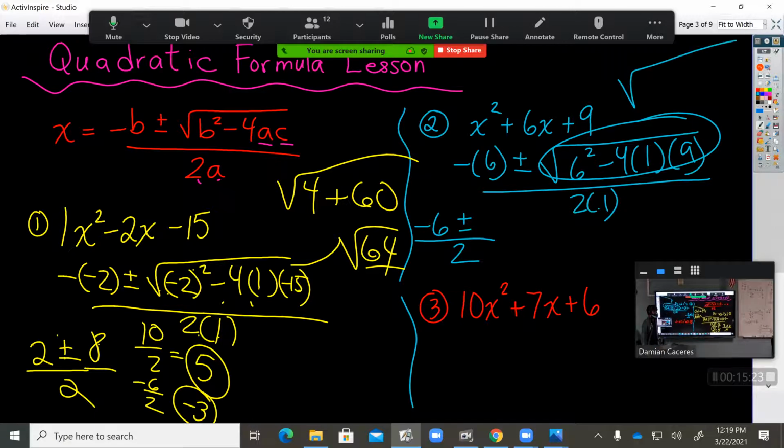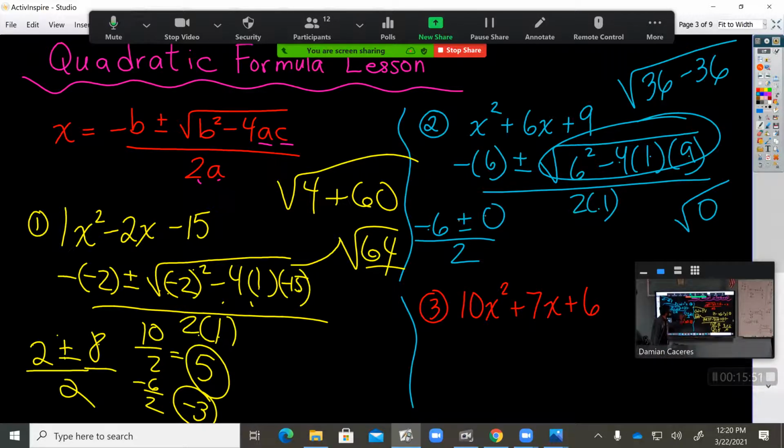So here we have 6 to the second power, which is positive 36. Negative 4 times 1 is negative 4. Negative 4 times 9 is negative 36. 36 minus 36 is 0. How many solutions do you have when your discriminant is 0? See if you remember the last problem. One solution when your discriminant is 0.